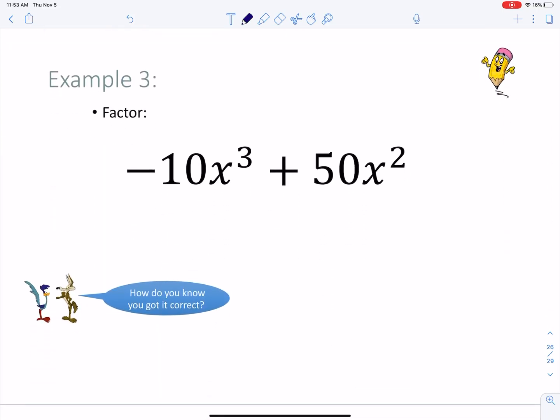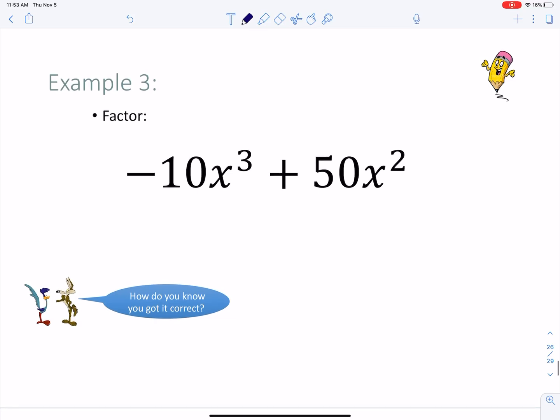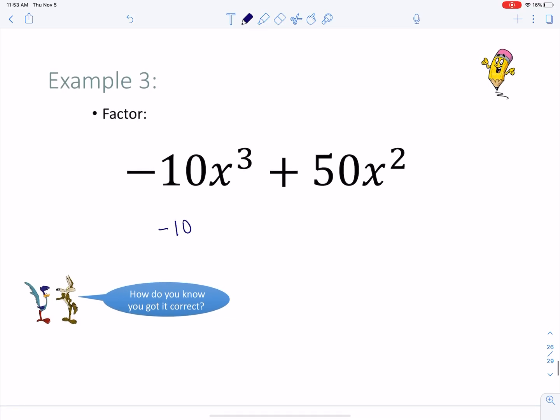Okay, here's that tricky one with the negative at the front. Again, always start with the numbers, negative 10 and 50. That's a negative 10 in common for those. X cubed and x squared, that's an x squared in common. So negative 10x squared is my GCF.